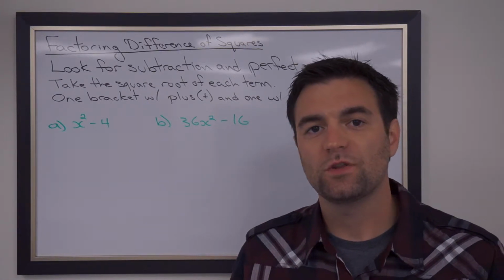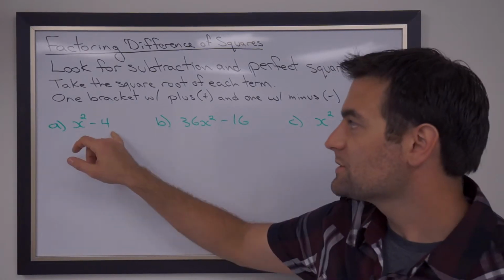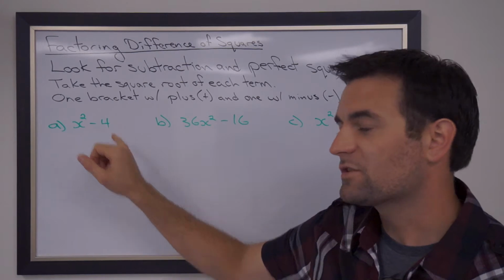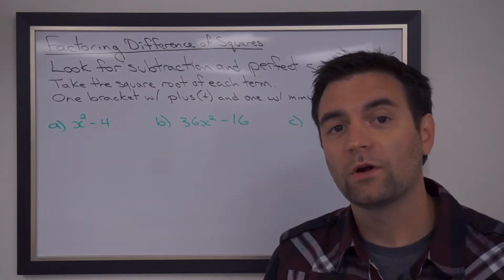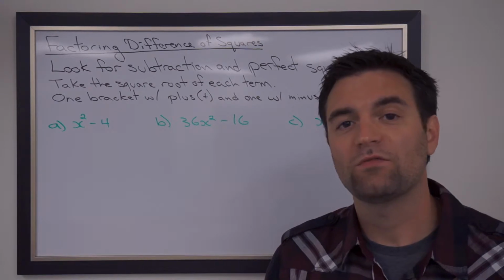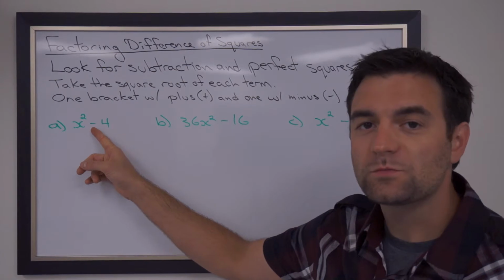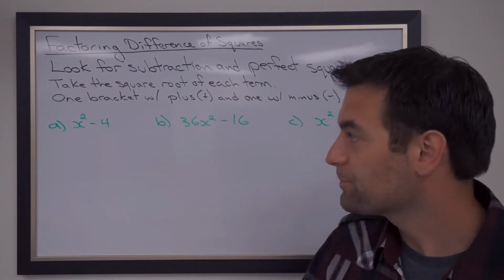Factoring difference of squares is one of the easier types of factoring that you can do. We have two terms and we have two look-fors. We're going to look for perfect squares like x squared, 1, 4, 9, 16, 25, 36, or any other perfect square. And you want those perfect squares to be subtracted.